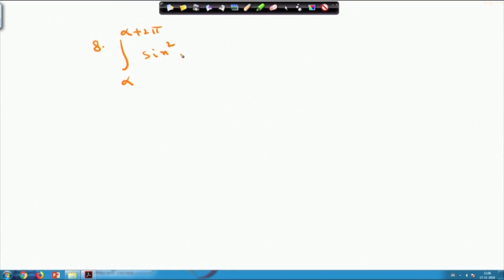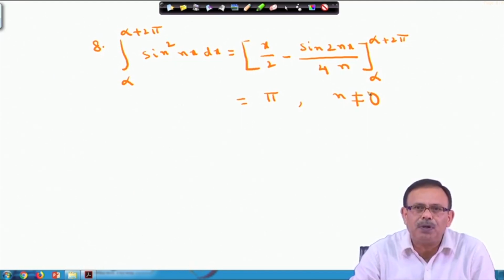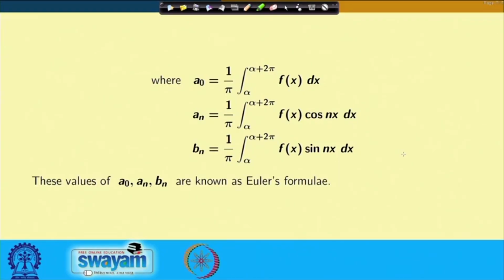The next one is the integral from alpha to alpha plus 2 pi of sin square nx dx. The value will be of a similar type, x by 2 minus sin 2nx by 4n, from alpha to alpha plus 2 pi, and the value is equal to pi when n is not equal to 0. So, please note these useful values of definite integrals, which we will use frequently afterwards. For that reason, we just told this. So, you just brush up.